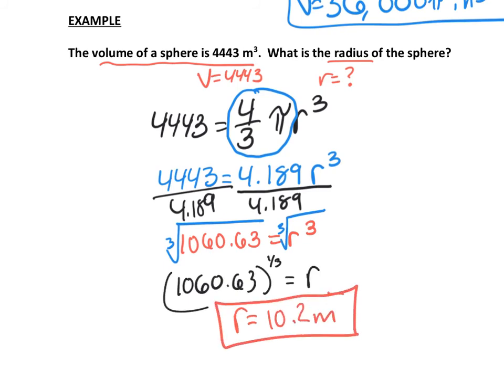You could also, there is a button for cubed root. If you hit the math button and go down to option 4, that's the cubed root. So you could do math, option 4, hit enter, and then type in your 1060.63, close the parenthesis, hit enter, and that'll still give you 10.2. So you have two options. You can either use the caret and do the 1/3 power, the fractional power, or you can hit the math button and just find the cubed root symbol there in your calculator.